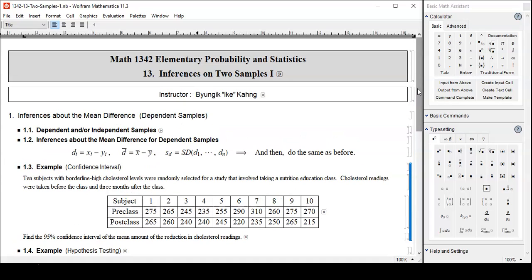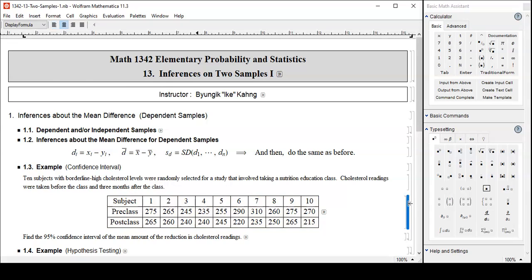10 subjects with borderline high cholesterol levels were randomly selected for a study that involved taking a nutrition education class. Cholesterol readings were taken before the class and 3 months after the class. So we have before and after for the same person here. Same person, the third person, and so on. So these two data are completely dependent upon the selection of the person number 3. And these two are completely dependent upon subject number 5, for instance.